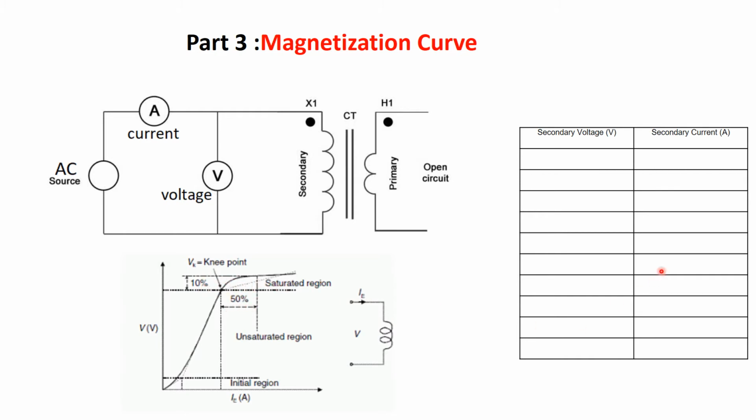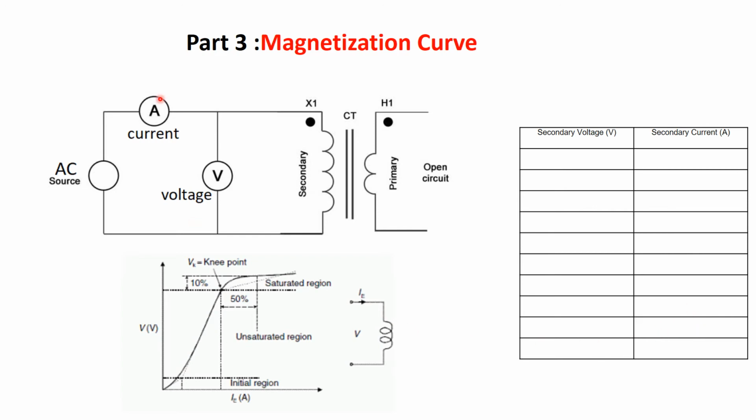You need to fill this table with the secondary voltage. We'll start with 10, 20, 30, 40, 50, up to 60 volt. And then you need to take the secondary current. Once we reach 60, we are going to search for the knee point. And then we'll take also different readings in saturation so that we can see the high change in current for that point.